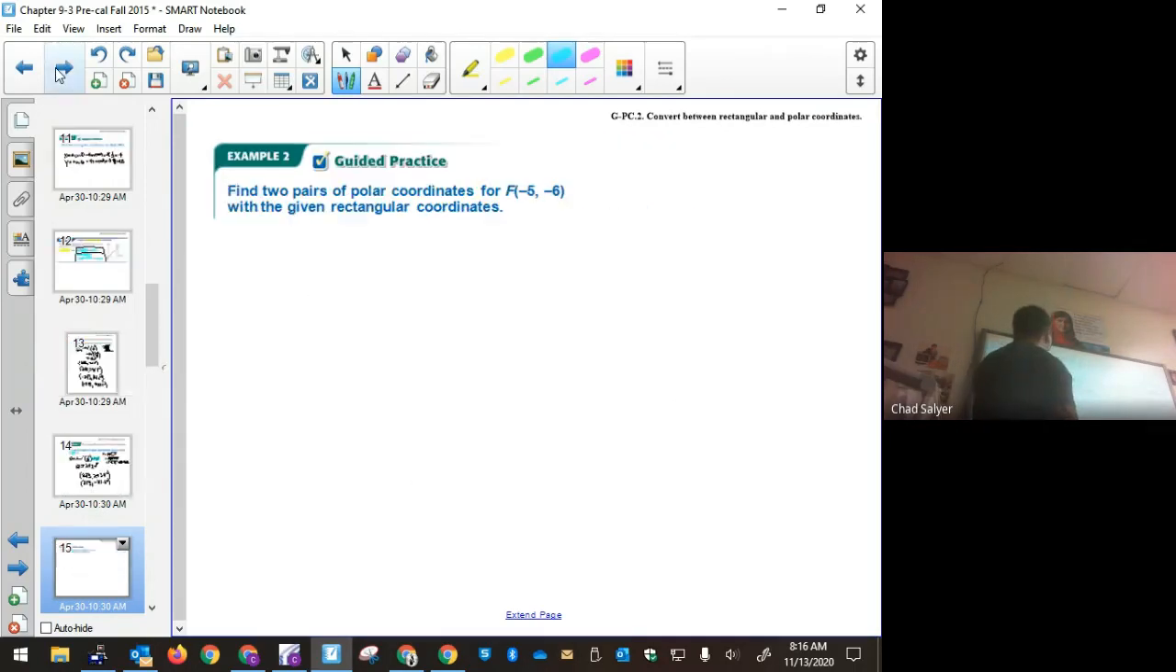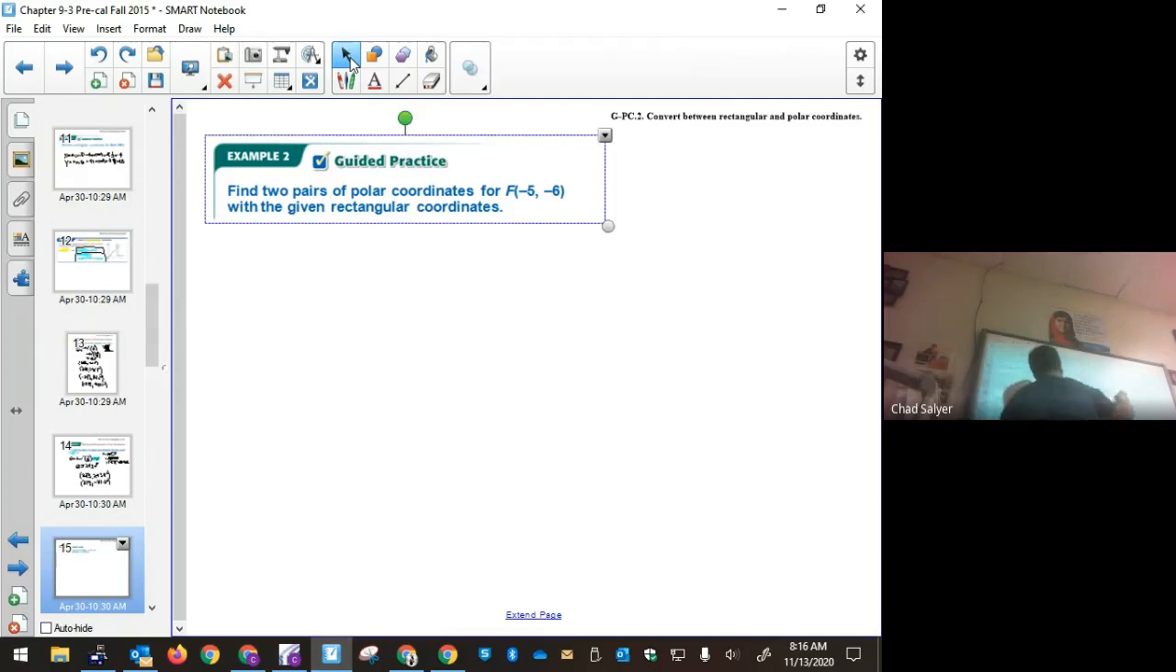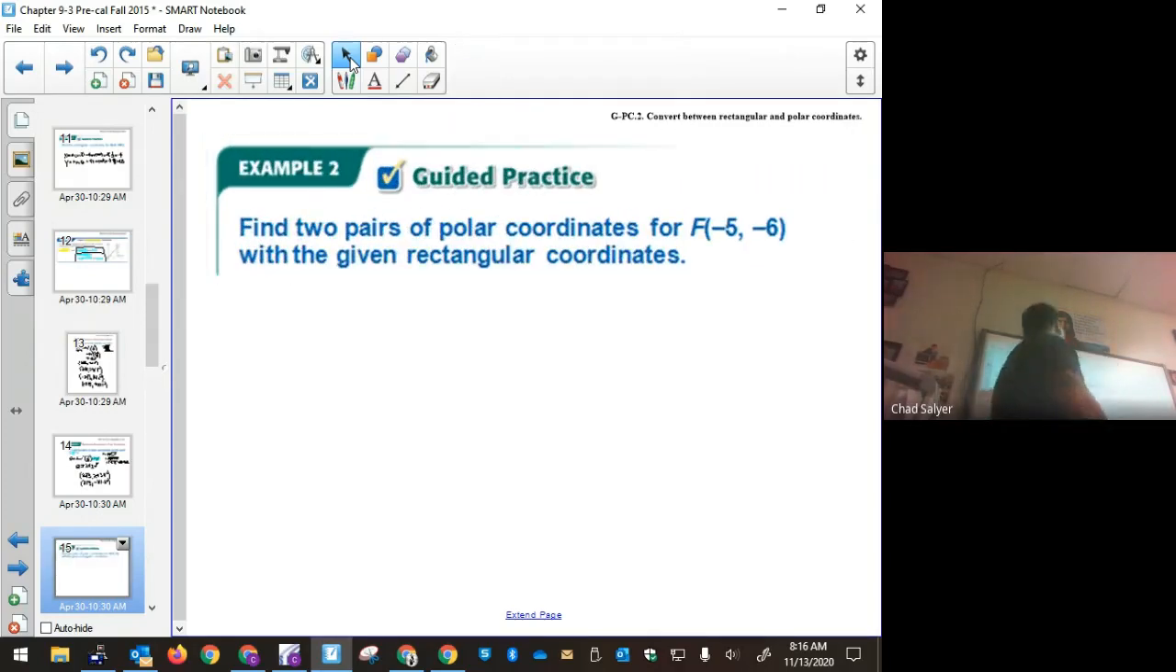Okay. One for you. Tell me what the two pairs of polar coordinates for negative 5, comma, negative 6 are. Not all radicals reduce, by the way, so remember that.